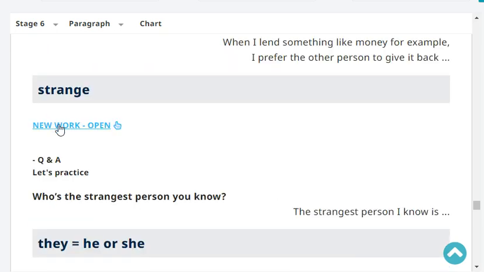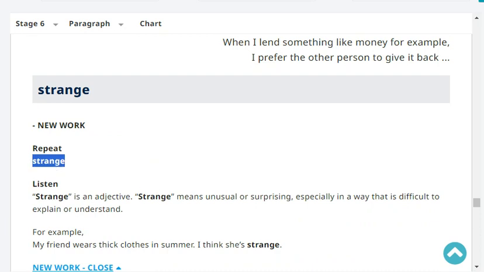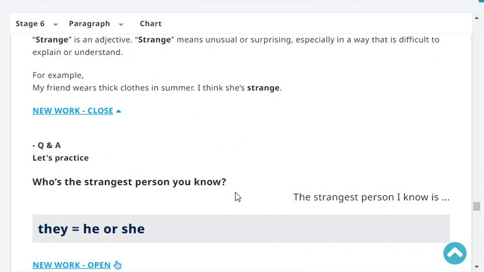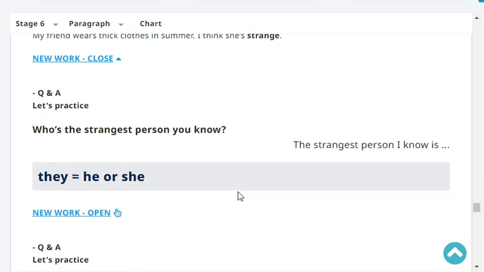Next, repeat strange. Strange. One more. Strange. Very good. Okay, listen. The word strange is an adjective. Strange means unusual or surprising, especially in a way that is difficult to explain or understand. For example, my friend wears thick clothes in summer. I think she's strange. Let's practice. Who's the strangest person you know? The strangest person I know is my college teacher. Oh, very good.